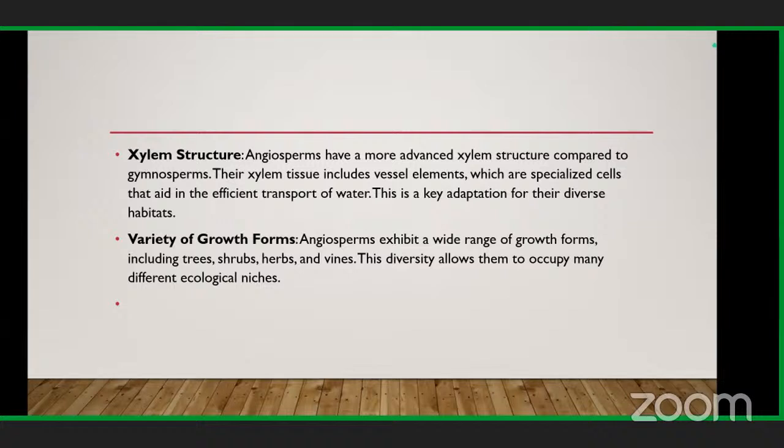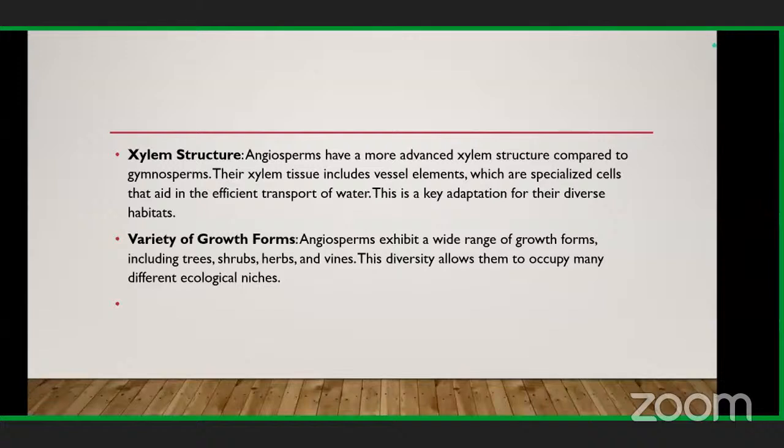So in gymnosperms, yesterday we discussed that vessel elements are absent. There you will only find the tracheids. But here in the angiosperms, you will also see the vessel elements that are more specialized cells. Their work is to transport water efficiently, more productively. So angiosperms have an advanced xylem structure, and it contains the vessel elements, while gymnosperms lack vessel elements, and these are specialized cells that aid in the efficient transport of water. And this is the key adaptation for their diverse habitats.